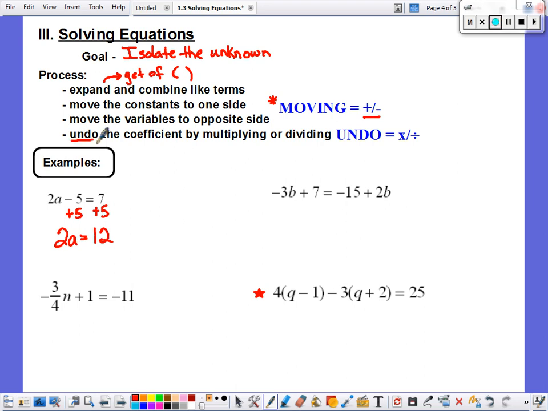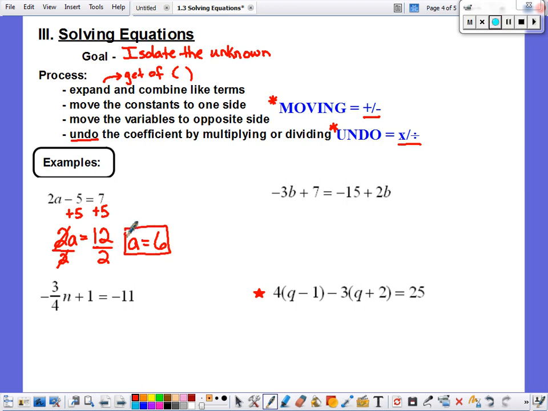Now what we want to do is undo, inverse, remember that from earlier sections, invert the coefficient by multiplying or dividing. So we're going to be using multiplication or division. So when I want to undo through multiplication, my objective is not to get 0 like it was with adding and subtracting, but it's to get 1. And so we're going to go ahead and divide by 2. That allows it to be 1a. Because I don't care what 2a is, I want to know what 1a is. And same with you. And so we get this answer of 12 divided by 2, which is 6.